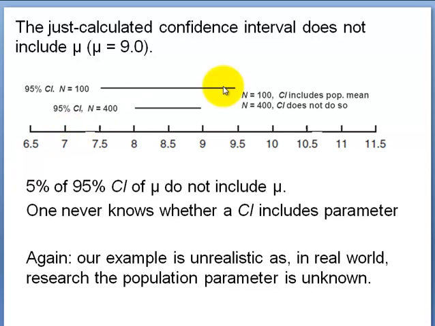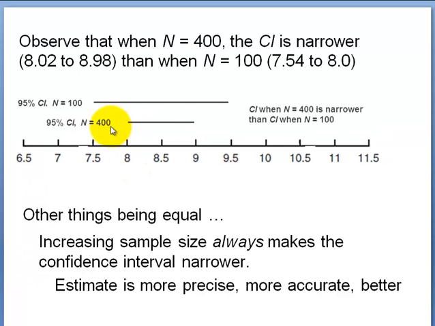But in real-world research, we would not know any of this. Our example is a little bit unrealistic, as in real-world research, you wouldn't know the population parameter. And this slide focuses discussion on the points I was just making. The key point to see is that the confidence interval is narrower now, given the sample size of 400, than was the case when sample size was 100.